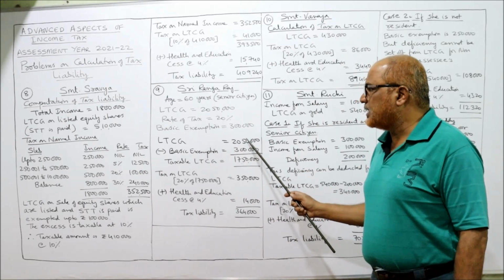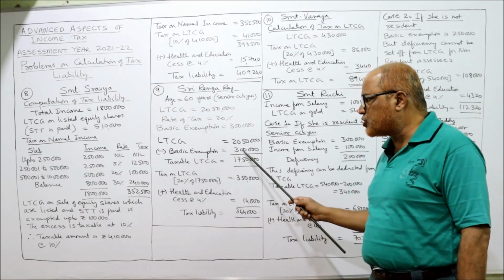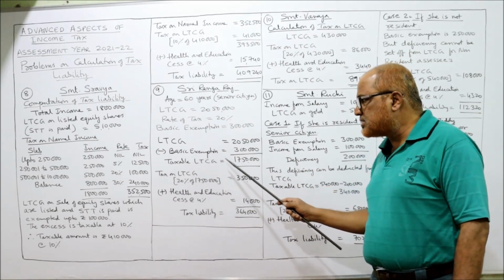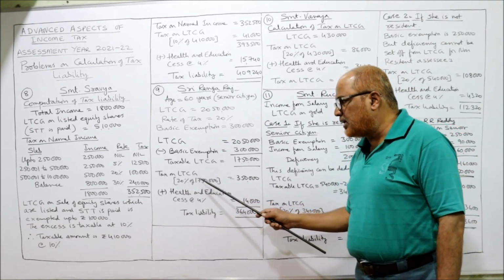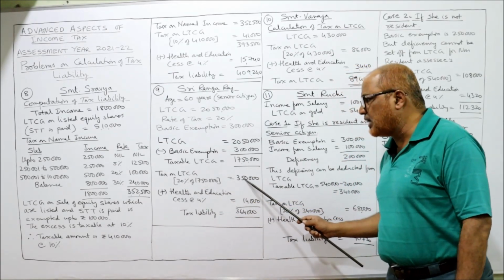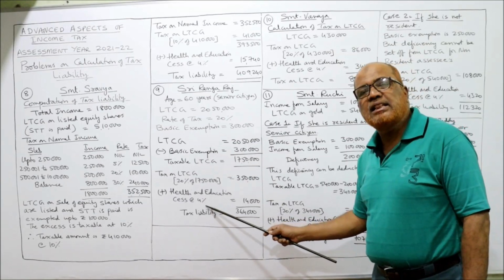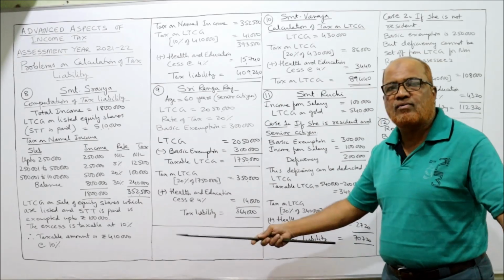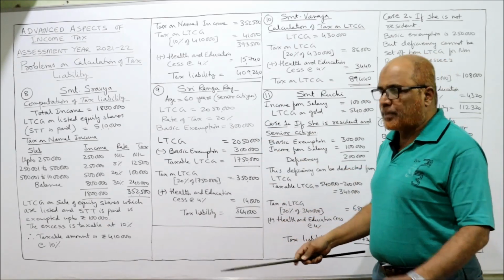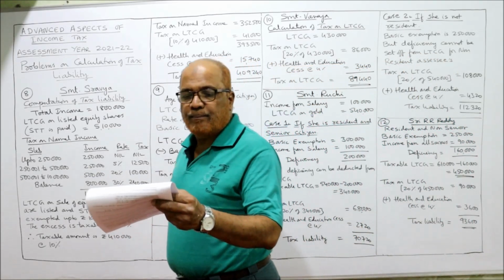So LTCG 20,50,000 less basic exemption 3 lakh. So taxable LTCG will be 17,50,000. Now tax on LTCG 20% of 17,50,000, 3,50,000. Add health and education cess 4%. Tax liability is 3,64,000. That's all. 9th problem completed. Now 10th one.